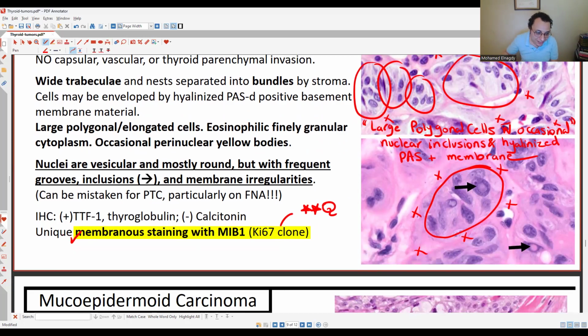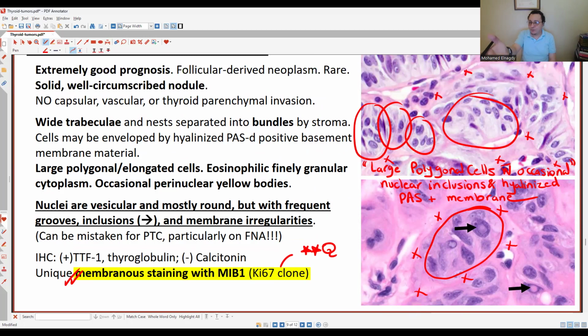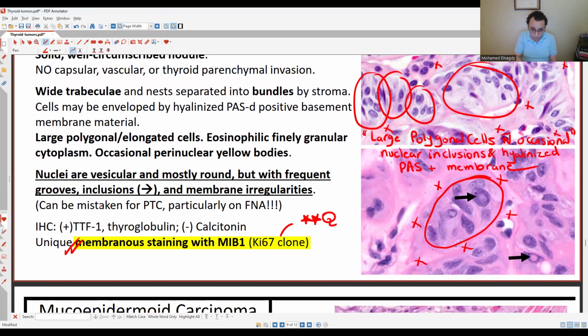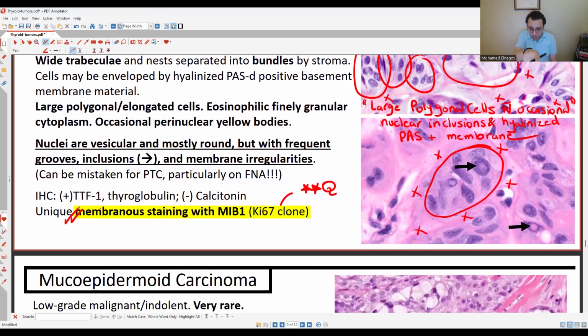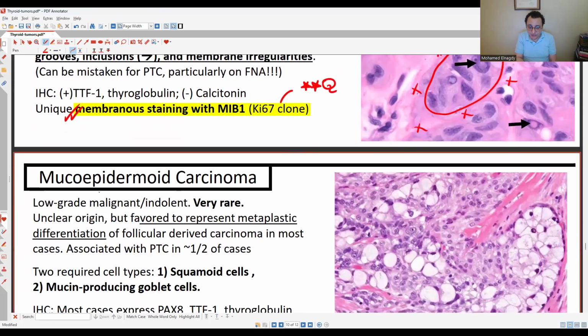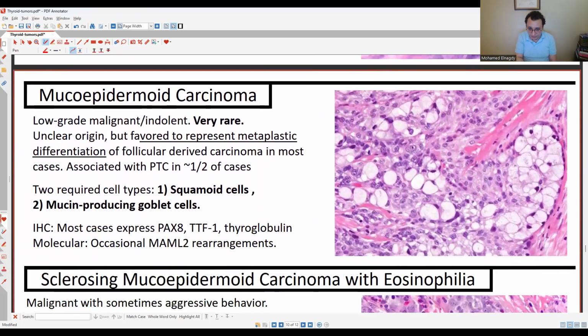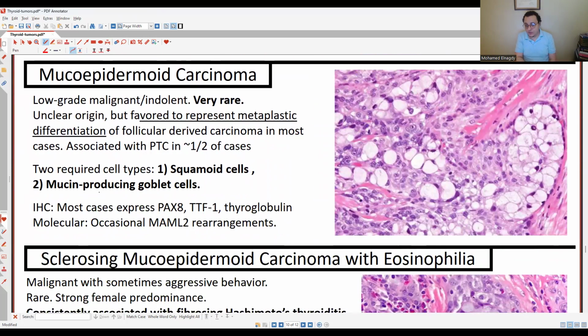And that's why I highlighted only this information aside from the histopathology that you need to go over. These are trabeculae of cells with this hyaline basement membrane material surrounding, some nuclear inclusions here or there. But the most important fact is the membranous staining by MIB1 or Ki67. Other than this, everything is rare and just read for fun.